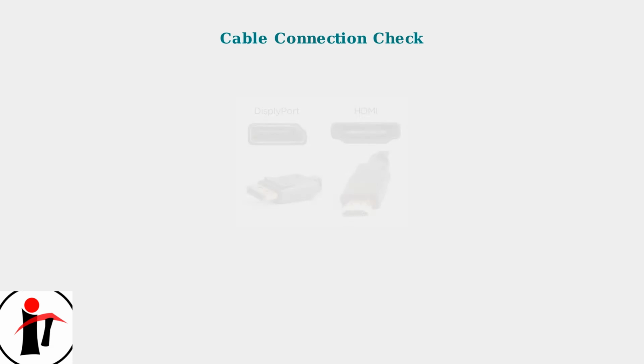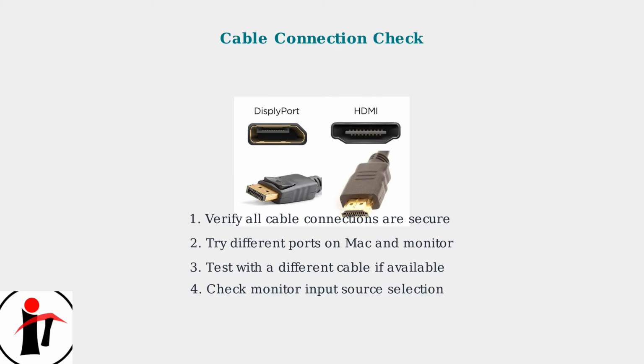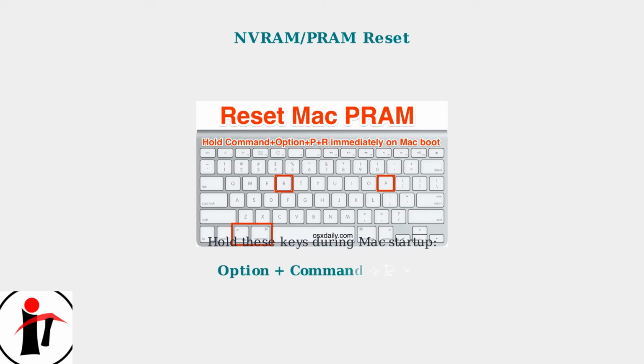When your Sceptre monitor isn't displaying properly with your Mac, start with the most common culprit, cable connections. Check all physical connections and try different ports on both your Mac and monitor. If connection issues persist, reset your Mac's NVRAM or PRAM. This clears display-related settings that might be causing conflicts. Hold Option, Command, P, and R immediately when starting your Mac.